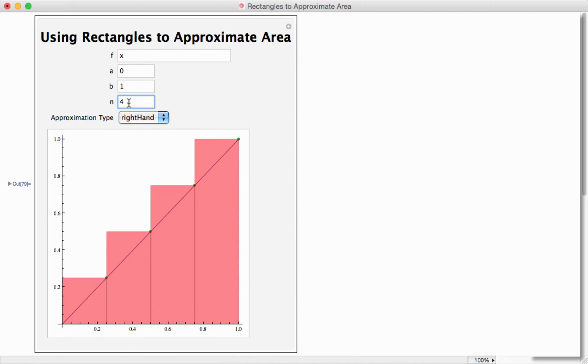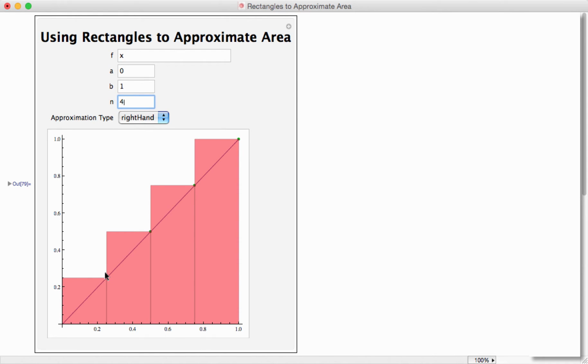So when I cut the interval from 0 to 1 up into 4 pieces, I go from 0 to 0.25, 0.25 to 0.5, 0.5 to 0.75, and 0.75 to 1. Notice the width of each rectangle is 0.25. We're going to call that delta x. The height represents a sample from the value.